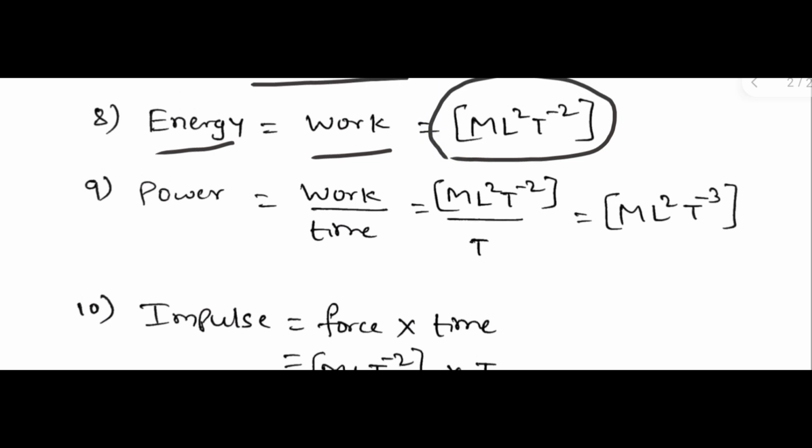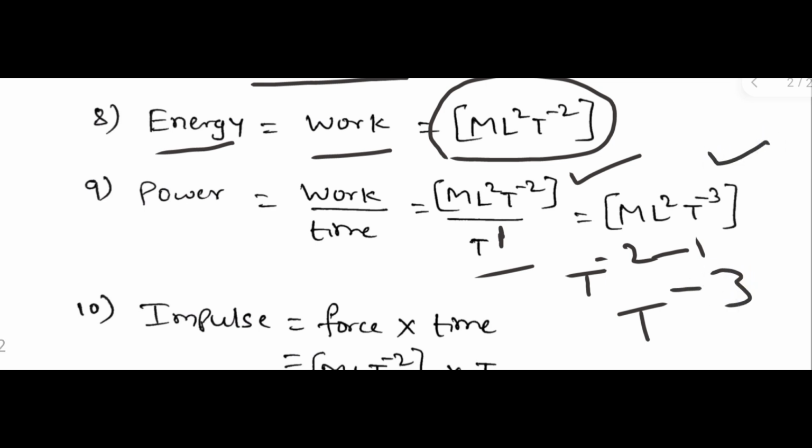Next one is power. Here the power means work by time. Already we have the dimension of work, that is M L square T to the power minus 2, by time T. Interchanging the time from denominator to numerator, that becomes T to the power minus 1. Here already we have the time power minus 2 in the numerator, and this power minus 1 comes to the numerator, that becomes minus 3. Then T to the power minus 3. Here we have the power.